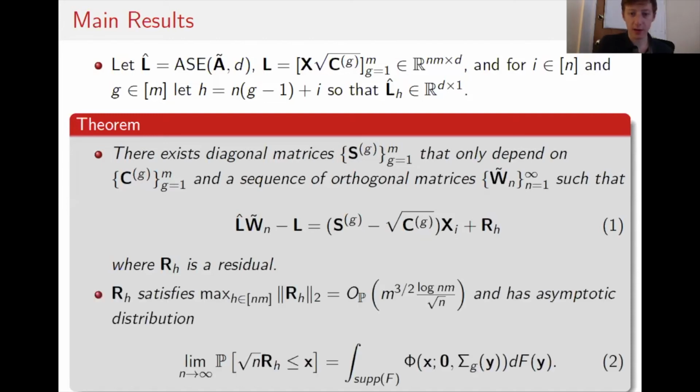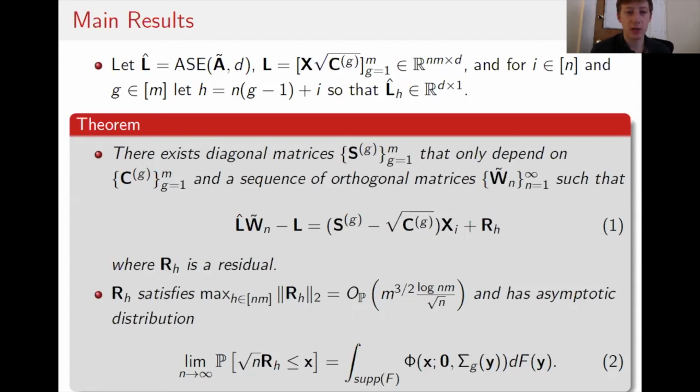Our second main theorem is characterizing this residual, and we do two things. The first thing is that we put a uniform bound on this residual. If you look at the maximum Euclidean norm of the rows of R, we show that it decreases to 0 like log n over m. And it has the following asymptotic distribution. If you scale it by root n, it converges to a mixture of normals centered at 0 with an explicit but graph-specific variance in terms of these latent positions.